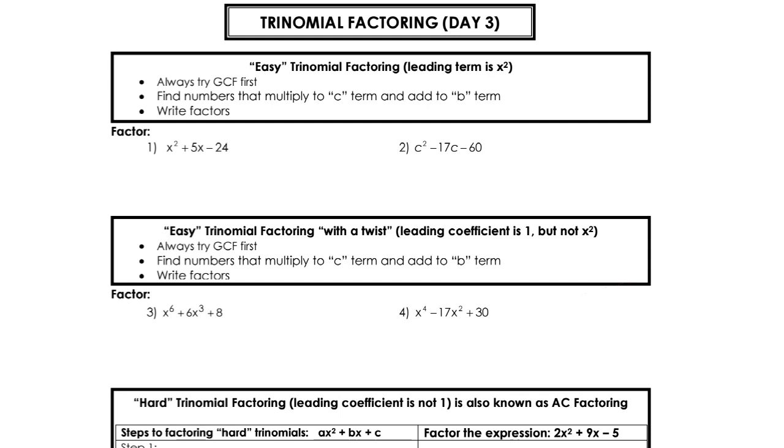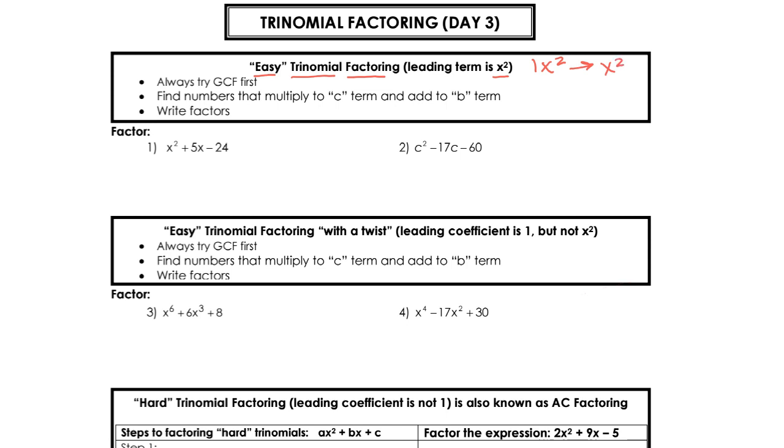So the very first type of factoring we're going to do today is what I call easy trinomial factoring. Easy trinomial factoring happens when your leading term is just an x squared, or some people will say that the a value is equal to 1. A is the number in front of the squared term, and when that happens to be a 1x squared, you actually don't see it because 1x squared is the same thing as x squared.